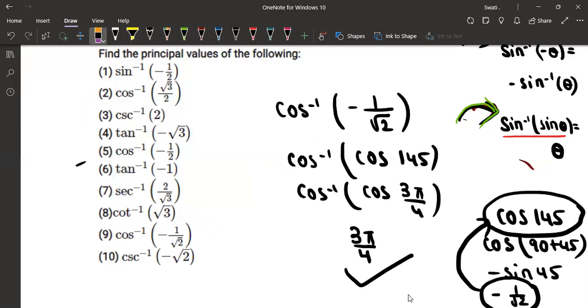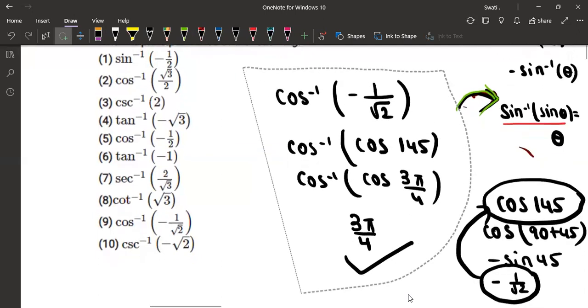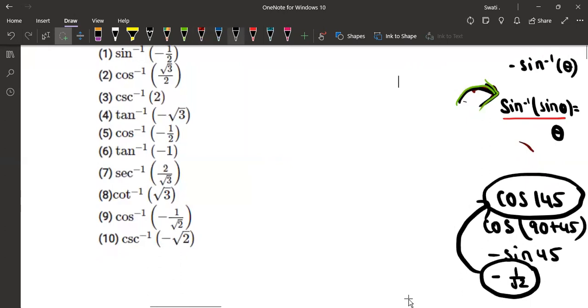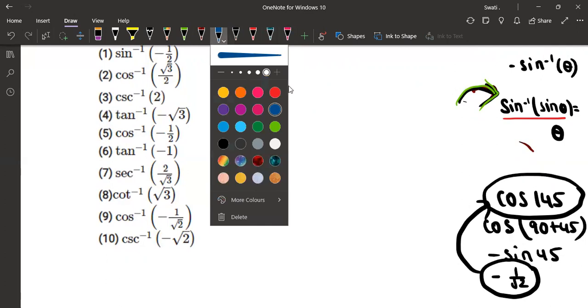All right, so we are done with this. And now we have our last question, and that is cosec inverse negative 1 by root 2. That is our last question, and that is our 10th question.